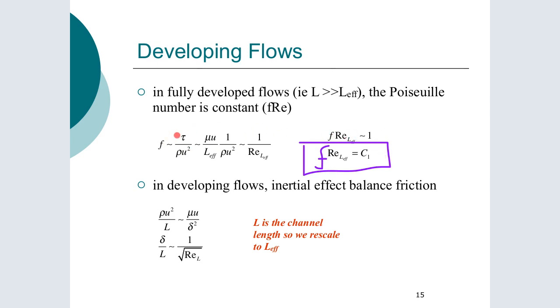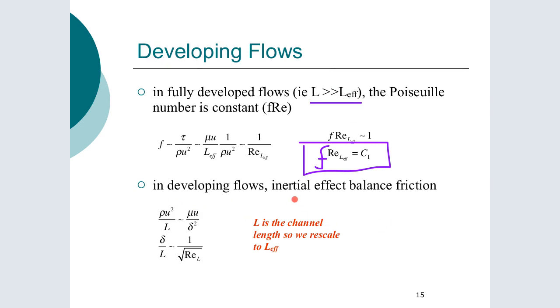Okay, so our friction factor is defined as follows. It scales as 1 over the Reynolds number with our effective length scale. So we would expect some kind of expression of that form. So that's pretty straightforward. And we have that for the length of the channel being very, very long, quite a bit longer than the entrance region.